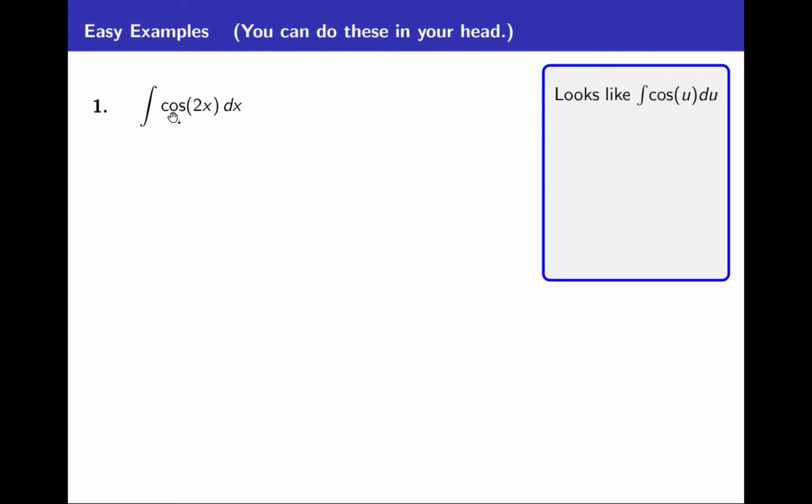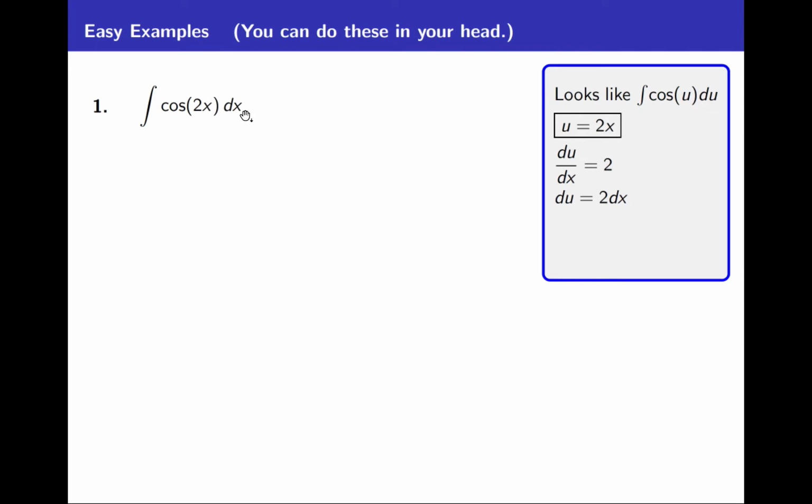With substitution, you would say, well, this formula looks a lot like the integral of cosine of u du, where u is what's inside the cosine. The u would be the 2x that's inside the cosine in the integral. And if u is equal to 2x, then du dx is equal to 2. So du equals 2 times dx.